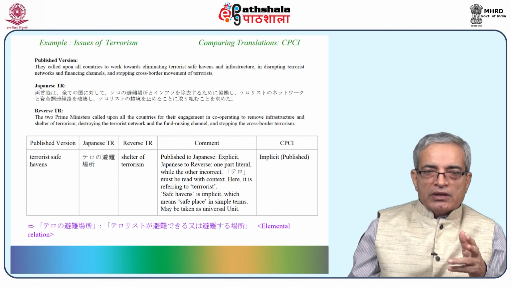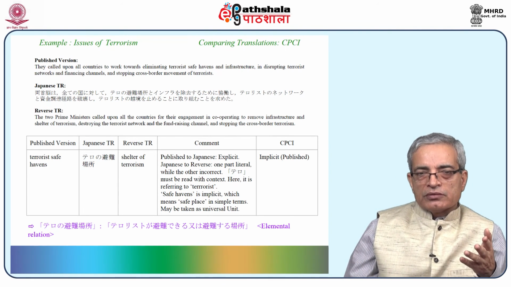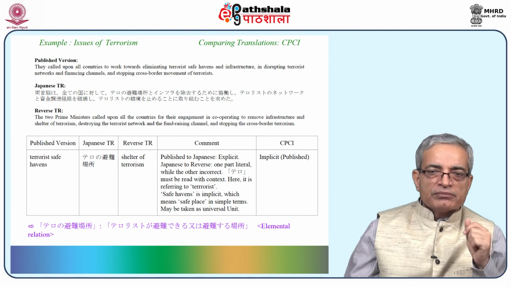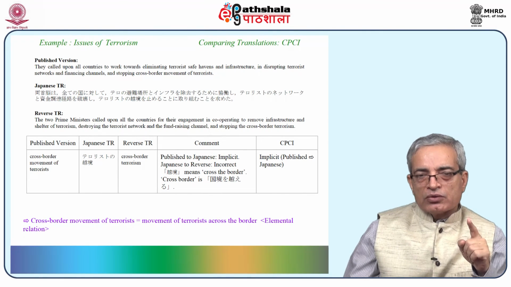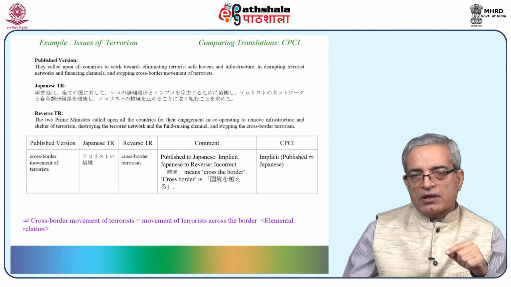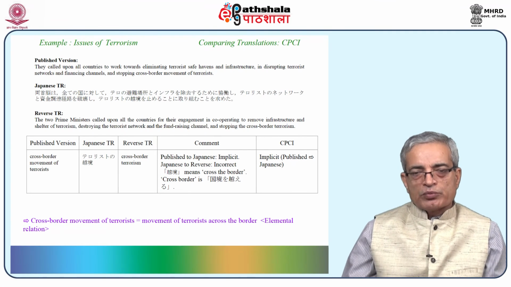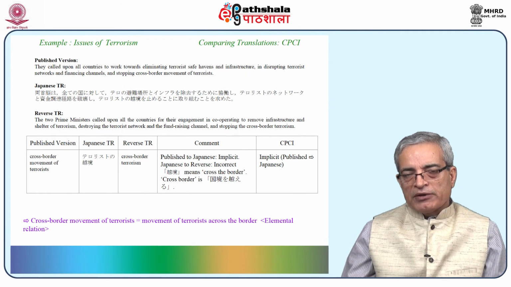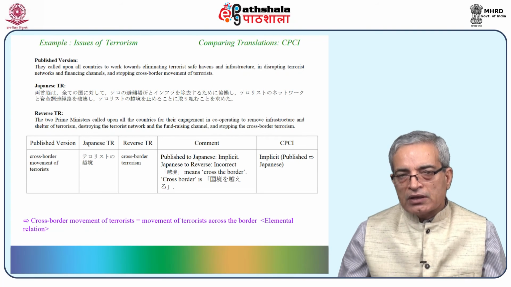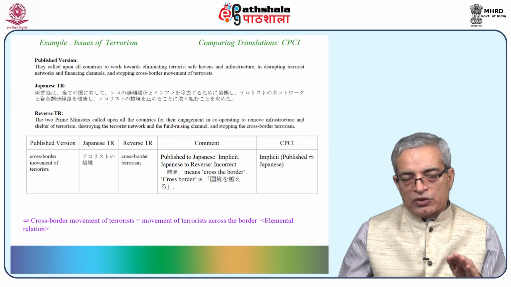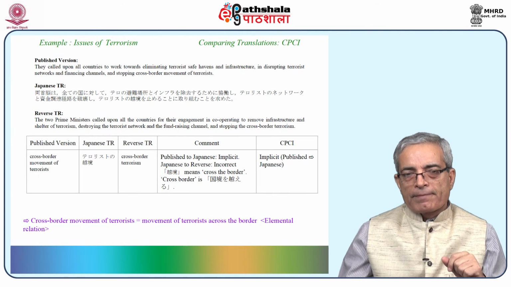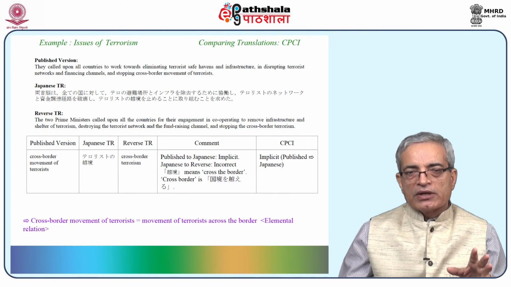So, implicit. Okay, so there is safe havens. Safe havens is making it implicit. Fine. Then the explanation is tero hinan basho is terrorists ga hinan dekiru mataha hinan suru basho. Yeah, this is an elemental relation issue, because hinan basho does not explain whether it is hinan dekiru basho or hinan suru basho. So it will be the context which will tell you that.